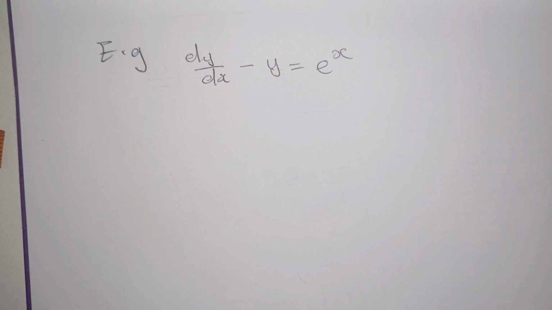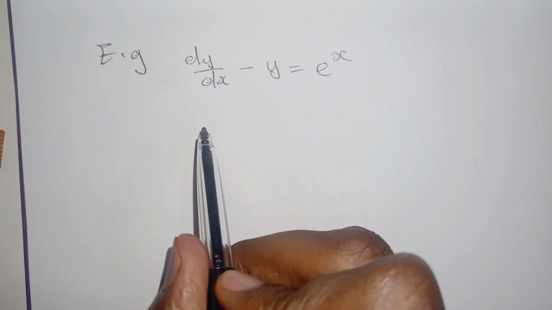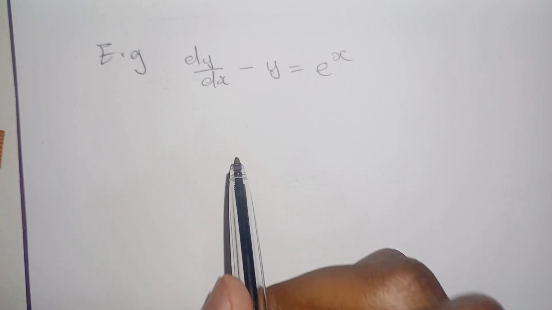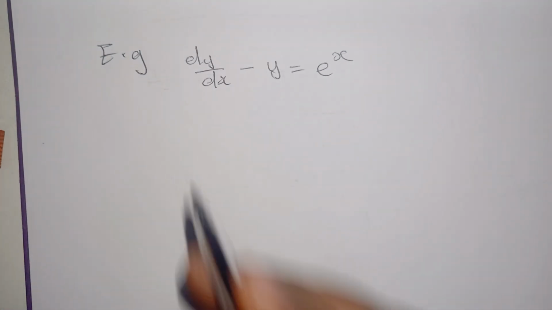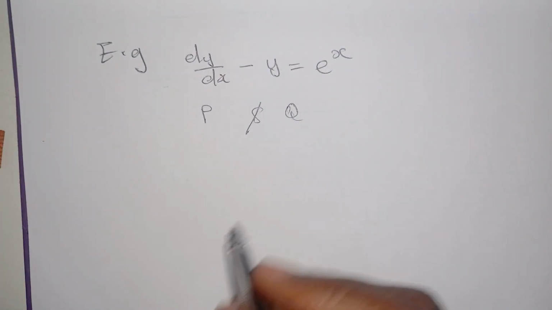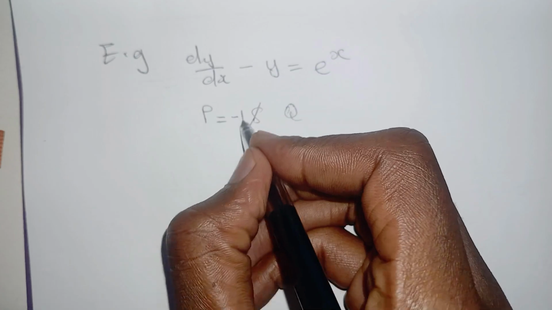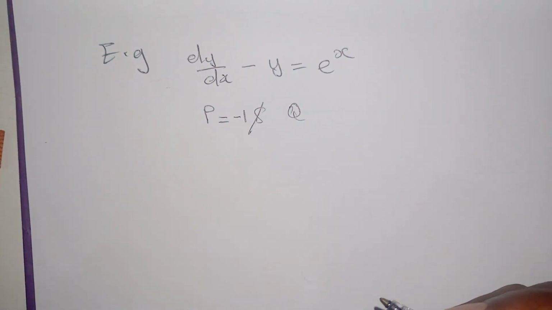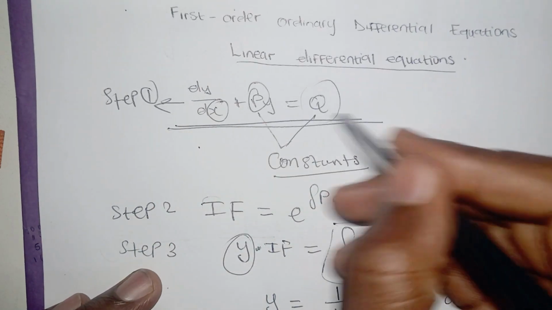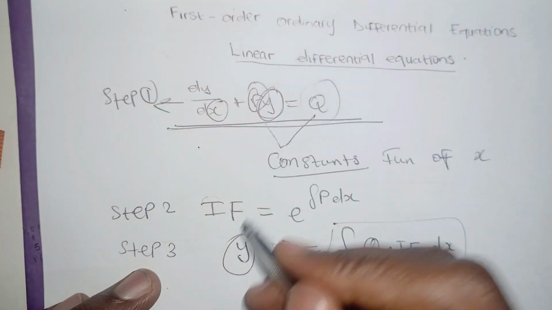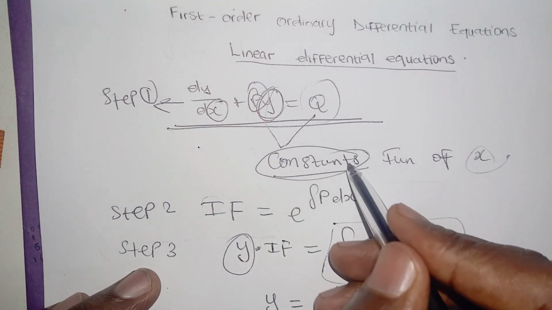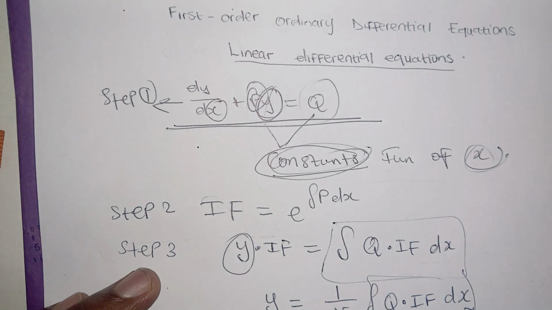Now, dy over dx minus y is equal to e to the power x. What you need to know here is that you have to find p and q. So now your p is -1 because it's the constant. Don't forget that the standard form is something like this, so the y should be there. The y is multiplied by a constant or a function of x. Now this is not a function of x, but it's just a constant.